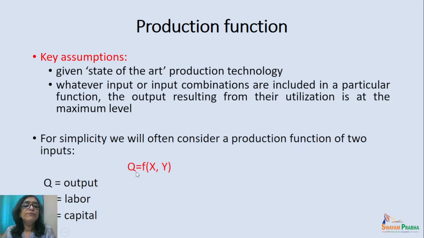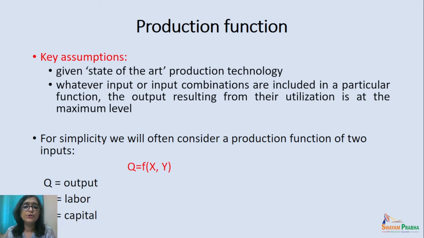Therefore, in this production function, we have said q is a function of x, y, where q is the level of output, x, let us say, is assumed to be labor, and y is capital. In many books, many authors use capital K for capital as well. Okay, but they mean the same. Similarly, for labor, many times we use capital L also.